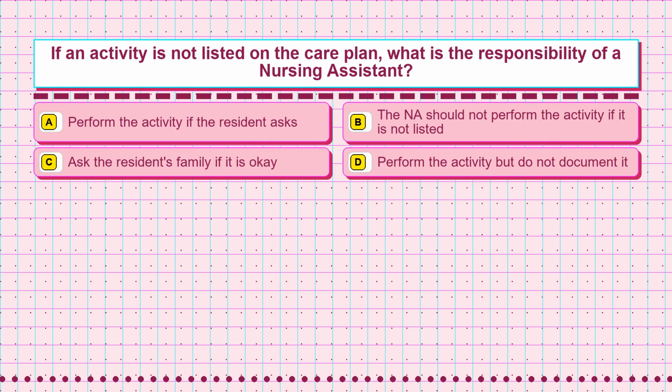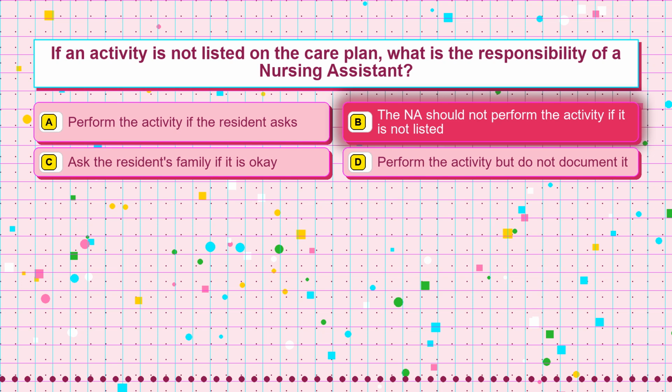Question 34. If an activity is not listed on the care plan, what is the responsibility of a nursing assistant? Option A, perform the activity if the resident asks. Option B, the NA should not perform the activity if it is not listed. Option C, ask the resident's family if it is okay. Option D, perform the activity but do not document it.